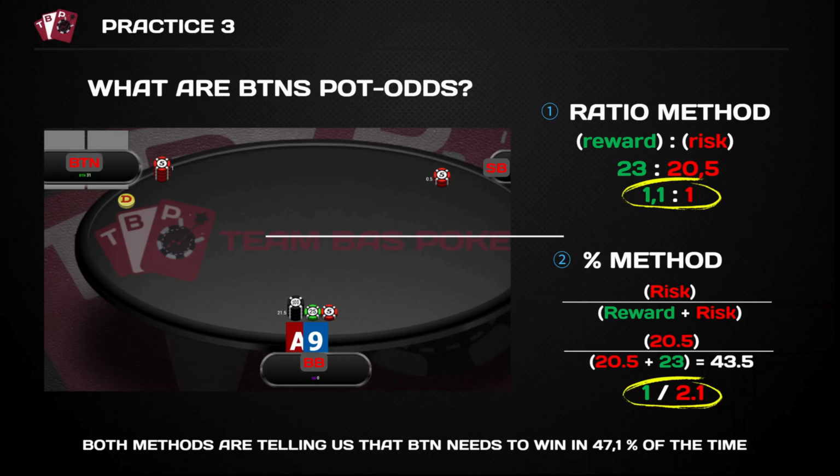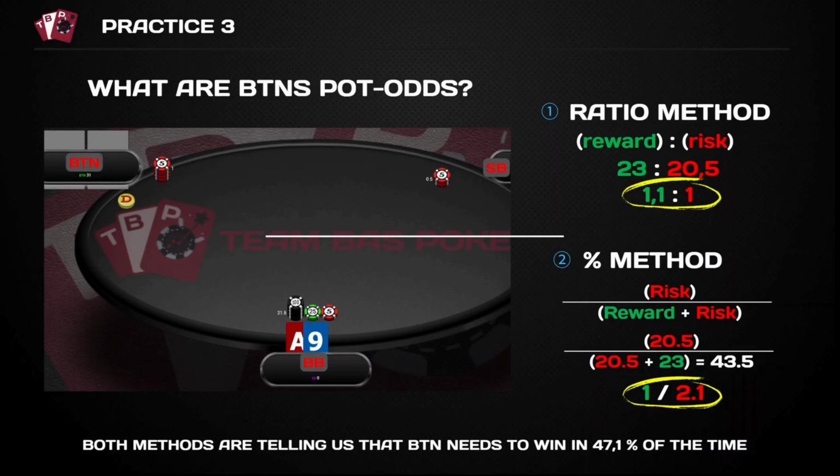Reward is the total pot, which is here 1 BB from the button, plus 0.5 BB from the small blind, and 21.5 from the shove of the big blind. This sums up to a total pot of 23 BB. Risk is here, as always, the final call size, and as the button already paid 1 BB, he has to pay or call 20.5 BB more.